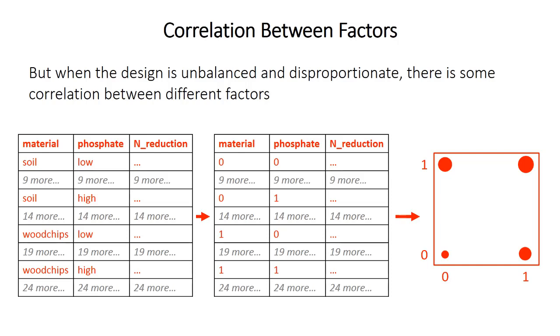For example, if we know that the material is soil, which is 0 on the horizontal axis, we also know that it's a bit more likely that phosphate will be high. If we know that phosphate is high, we also know that we're more likely to be looking at wood chips. So why is this a problem?